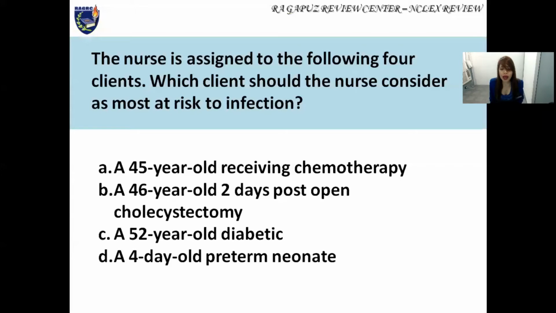So what could be our answer? You are right. The answer is letter B, a 4-month-old preterm baby. For one, that is below 1 year old. And secondly, the client is preterm. So most likely, if the client is preterm, the client is not yet in the norm of the immune system. Therefore, that is placing the client at risk for infection.